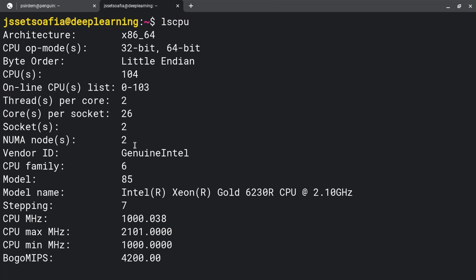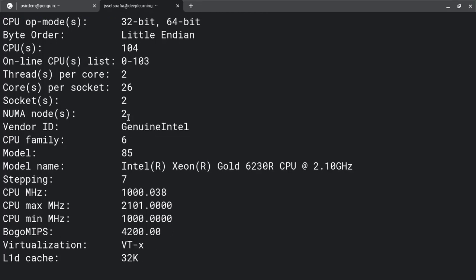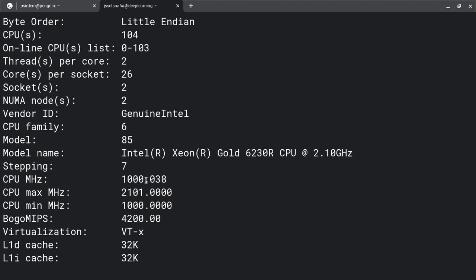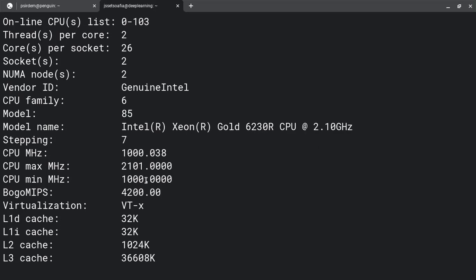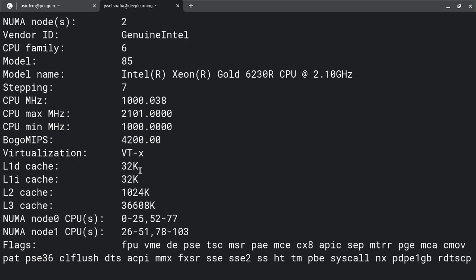2 sockets and then 2 nodes. So it means that each node has 2 sockets on it, which means that in one node there are 2 CPUs of 26 cores each, and then in total they have 4. And then the model, this is by Intel, and the clock speed is 2.1 gigahertz. We spoke about clock speed in the previous video. And then here we have the cache memory, obviously.